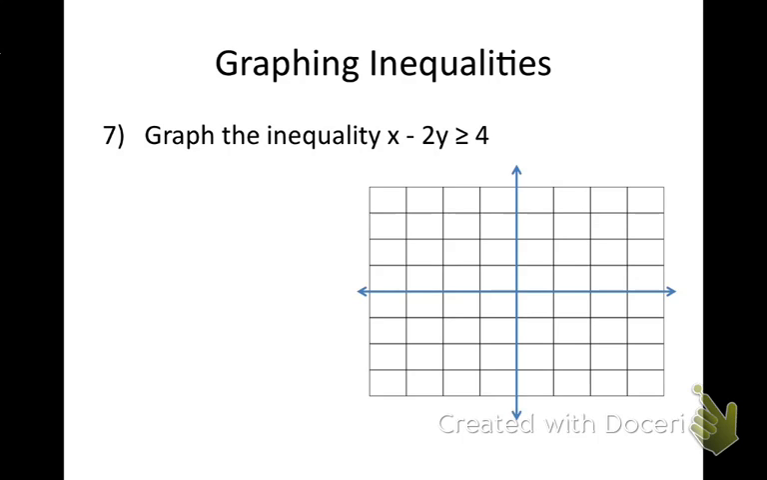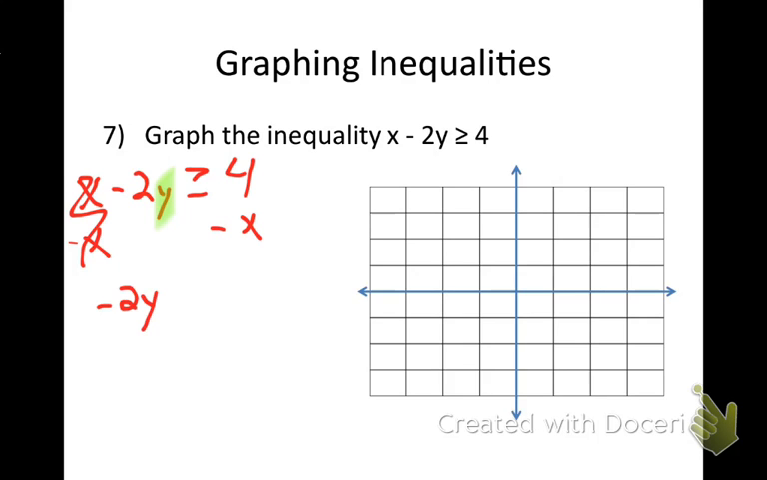All right, next one. Same idea. Okay, we're going to go through this one again. Same idea. I need to solve for y. So I'm going to have x minus 2y is greater than or equal to 4. Okay, I want to solve for y. So what am I going to want to do first here? What do you say, Colton? Subtract x. Good. I get negative 2y is greater than or equal to negative x plus 4.